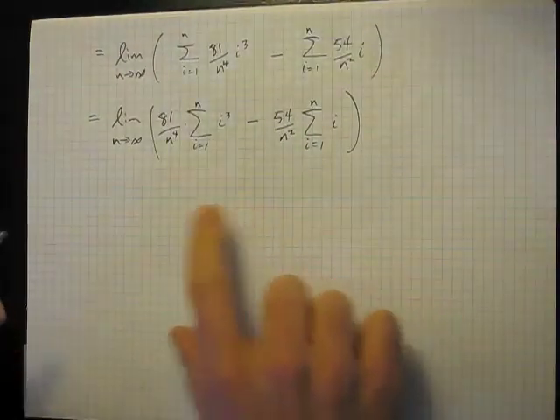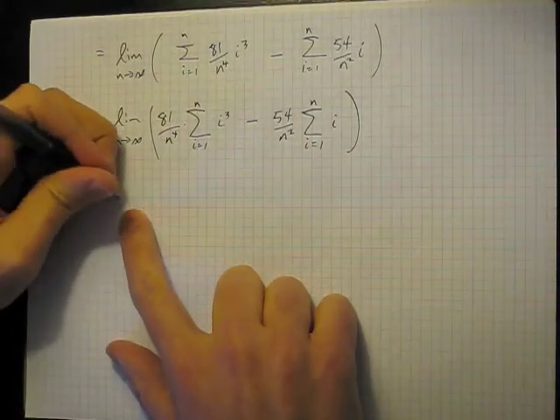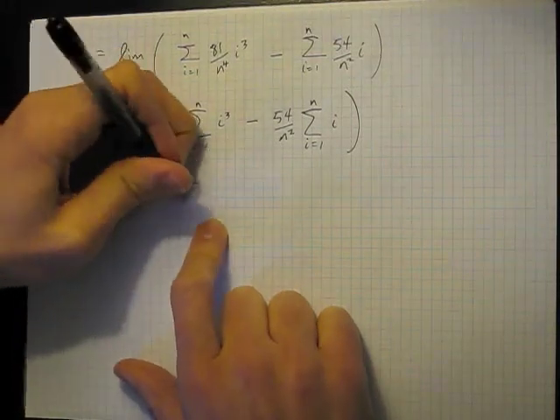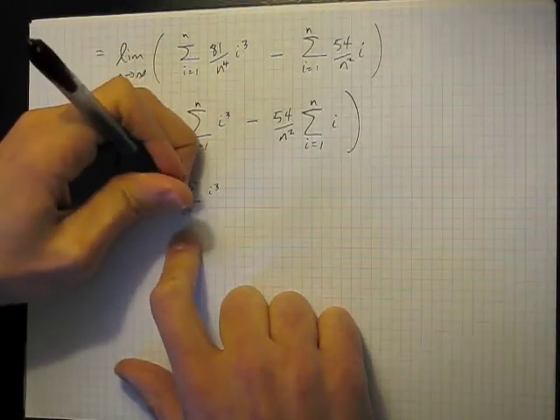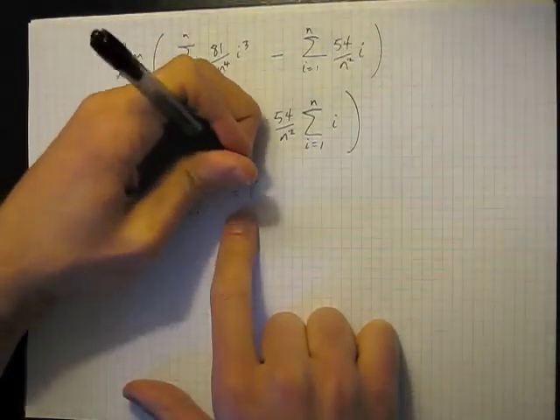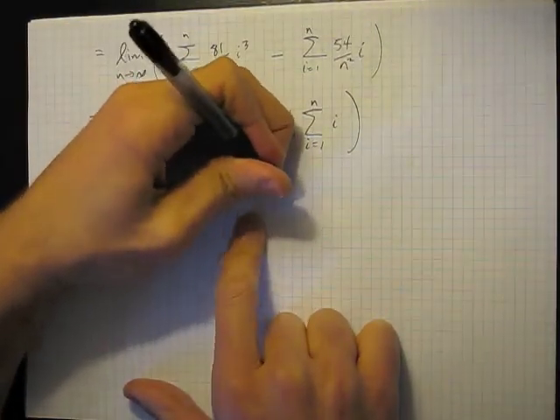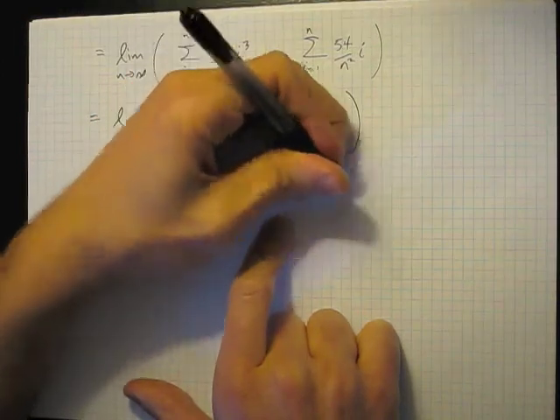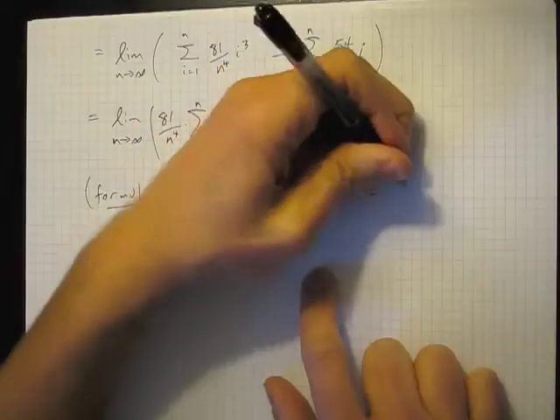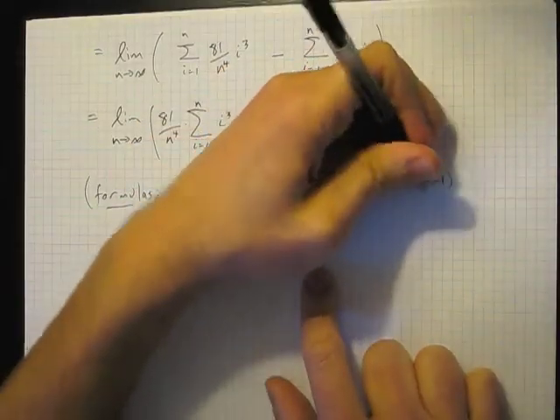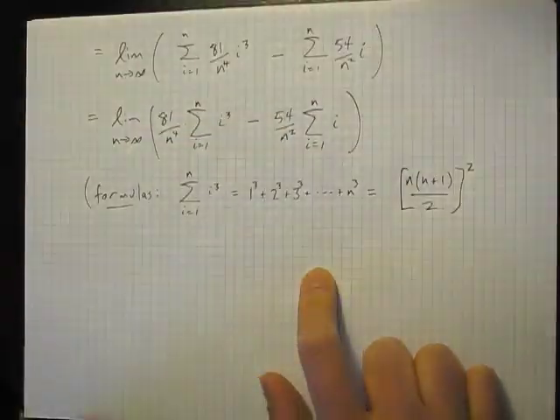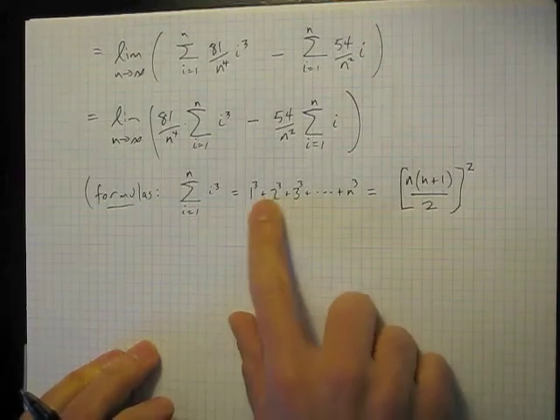Okay. Now we're going to use some formulas. And these are not formulas that I expect you to know. I will always give them to you. The first formula is what you get when you sum up n copies of the cubes. So this is 1 cubed plus 2 cubed plus 3 cubed plus all the way up to n cubed. We have a formula for this, which is n times n plus 1 over 2, and this whole thing squared. Okay, that's a simpler way of writing the sum of the first cubes.